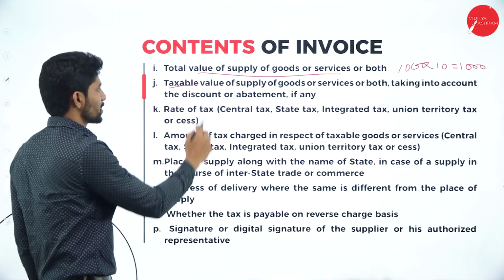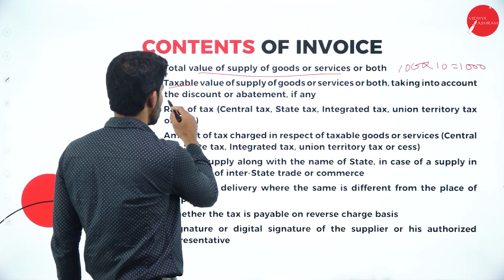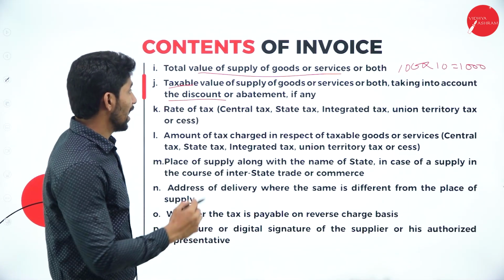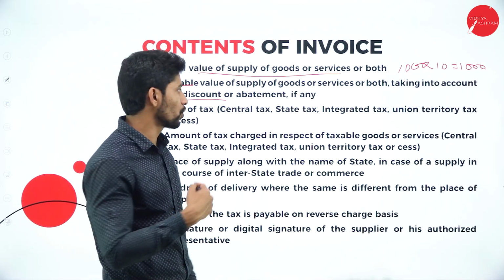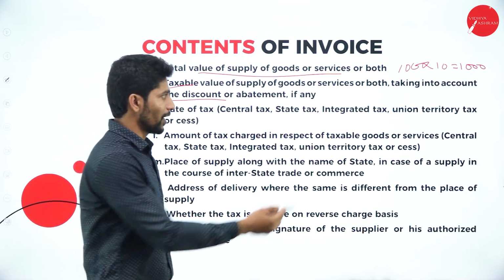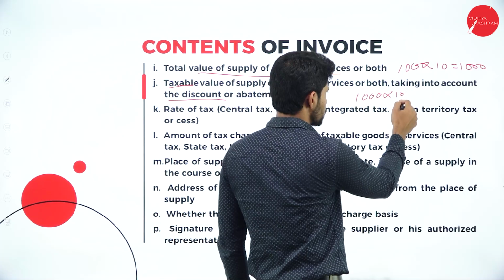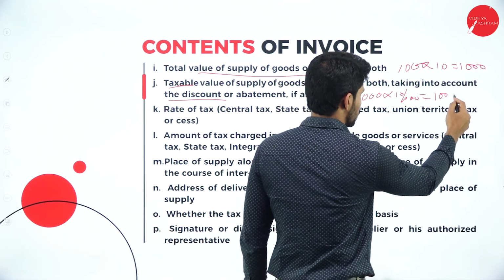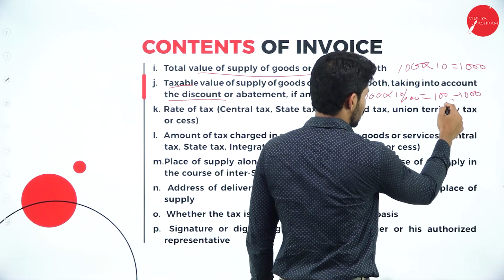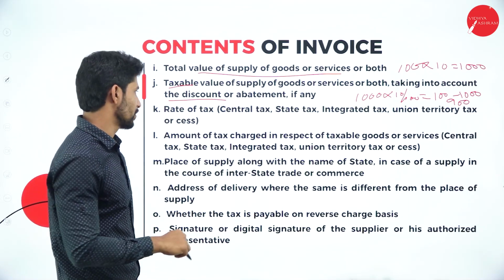Next, taxable value of supply of goods or services or both, taking into account the discount or abatement, if any. So if any discount is given, after the discount, what is the total taxable value? Let us say the value is 1000 rupees here. On 1000, I have given a 10% discount. So the 10% will be 100 rupees. So 1000 minus 100, you'll get the balance of 900. That 900 will be the taxable value.